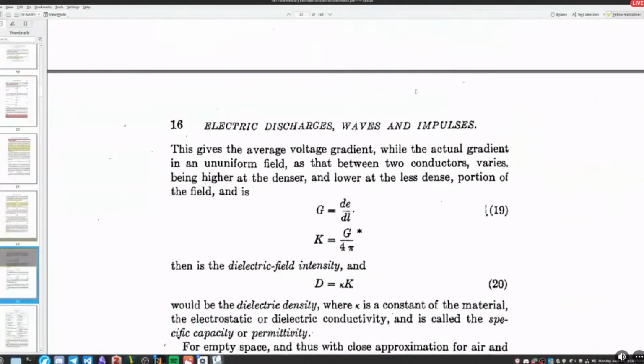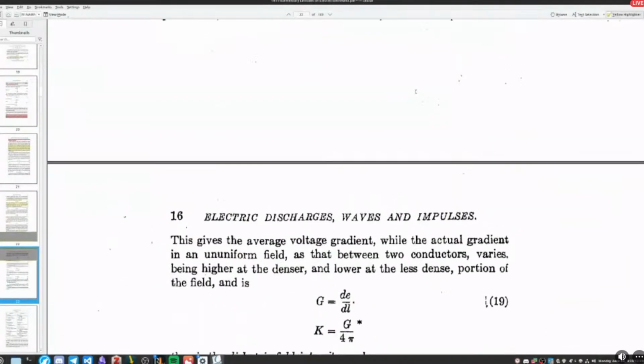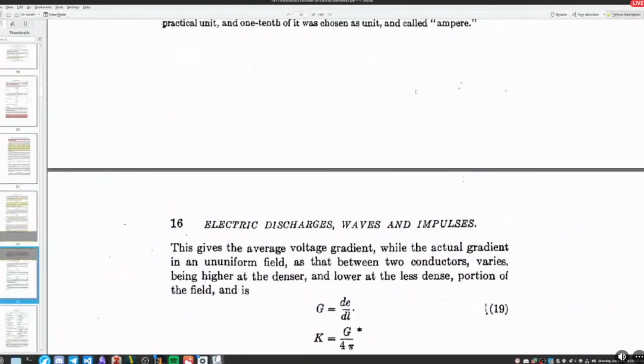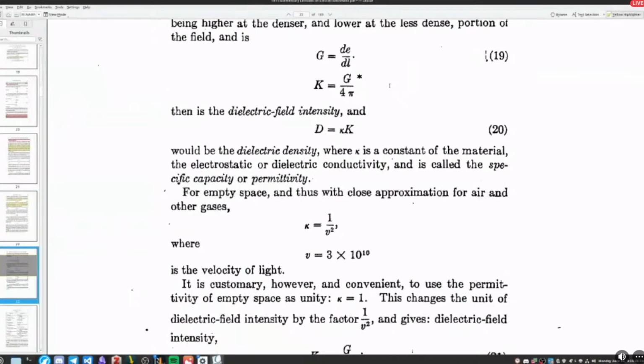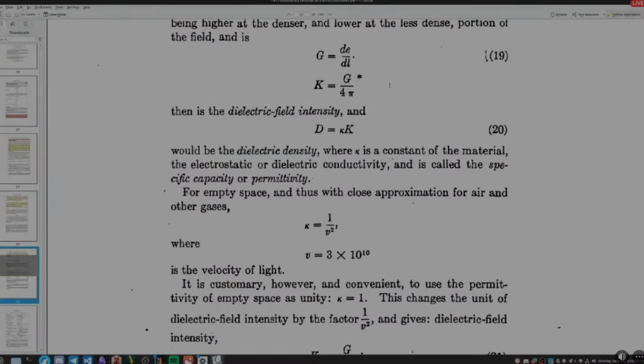Okay. He's got a footnote at the bottom of the page. I'm going to skip. This gives the average voltage gradient, while the actual gradient in a uniform field, as that between two conductors varies, being higher at the denser and lower at the less dense portion of the field, and is G equals D over DL, which is figure 19, and K equals G over 4 pi with a footnote.